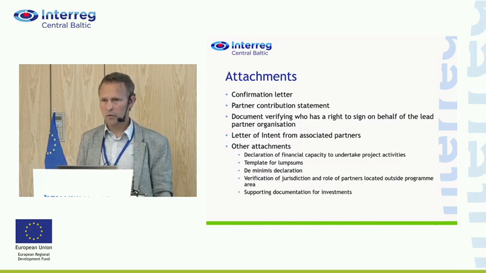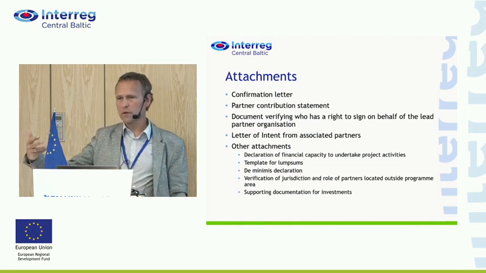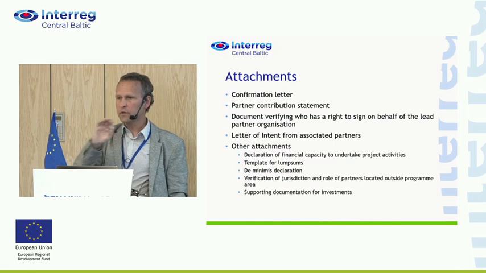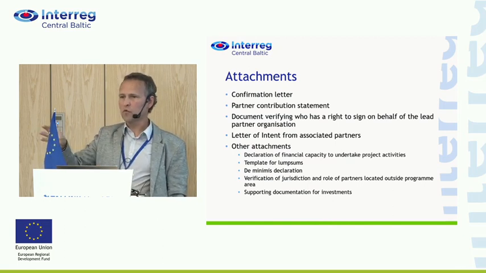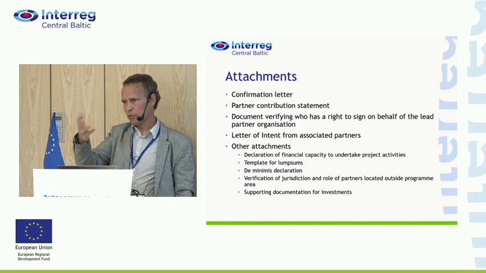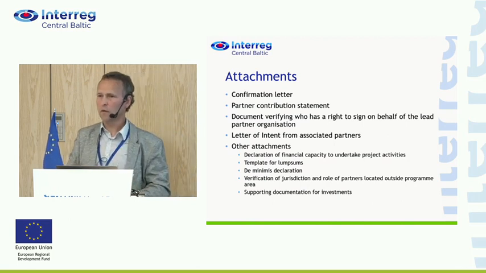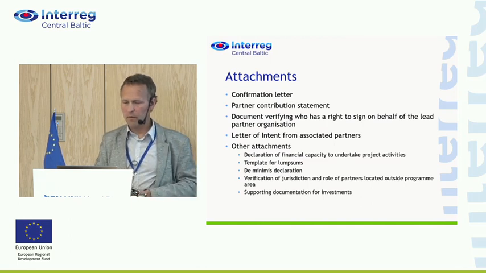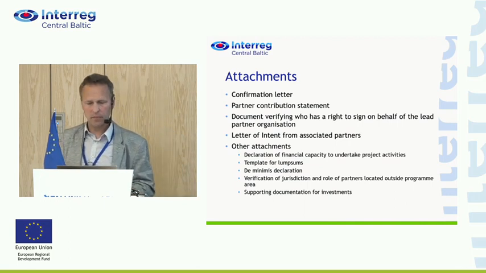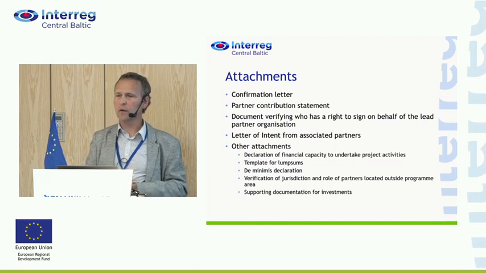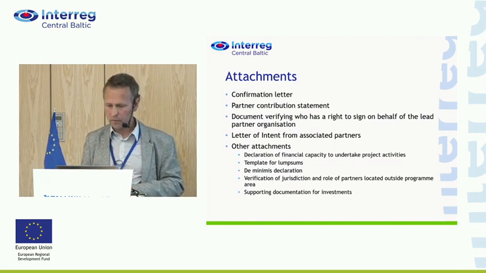It's just that the relevant project partner or relevant organization needs to declare that they haven't received de minimis aid, or show that they have received, for example, 100,000 during the last 3-year period. Then it's information for us and for yourself that another 100,000 might be allocated to them. If you have partners located outside the program area, then there needs to be verification of jurisdiction and the role of that partner, why they are important for the project.